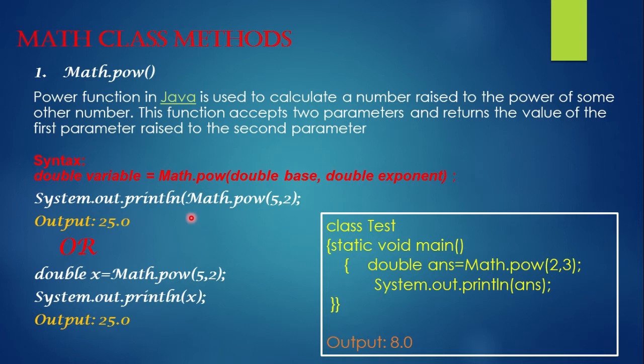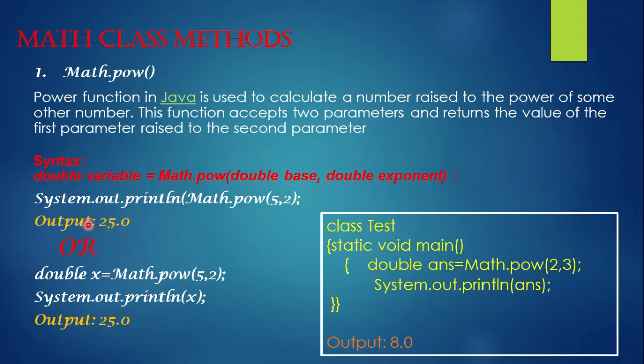System.out.println, math.pow, first argument, second argument. Two arguments I am giving. So 5 to the power 2 will be calculated. What is 5 raised to the power 2? 5 raised to the power 2 means 5 into 5, that will be 25. So output will naturally be 25.